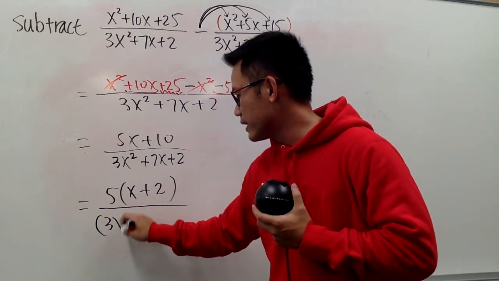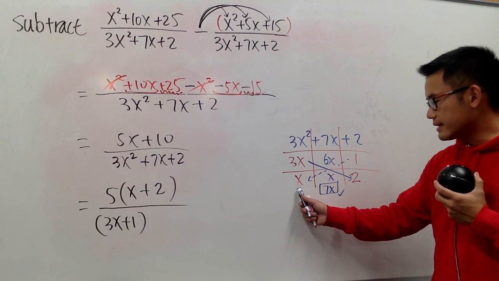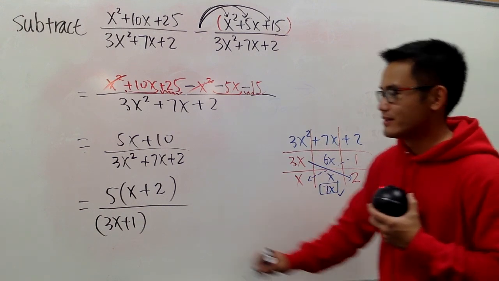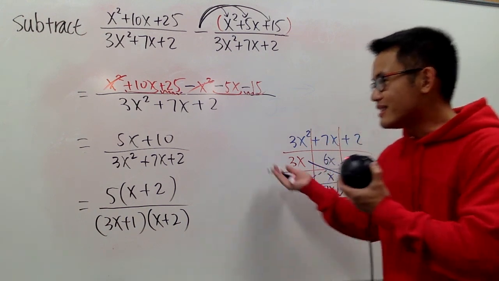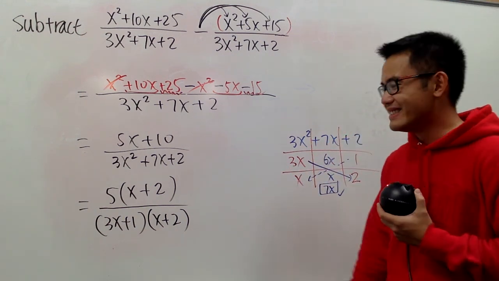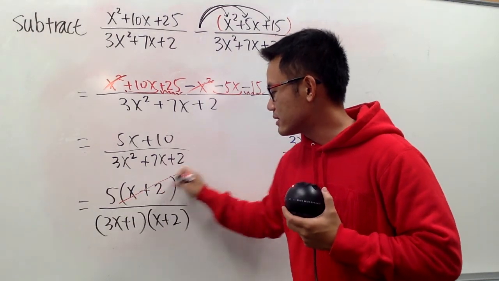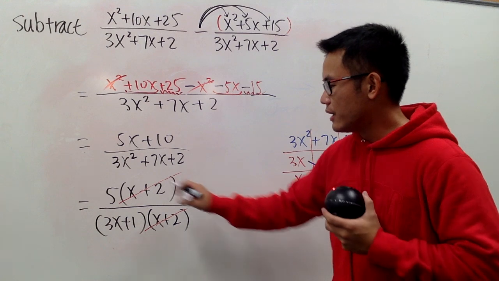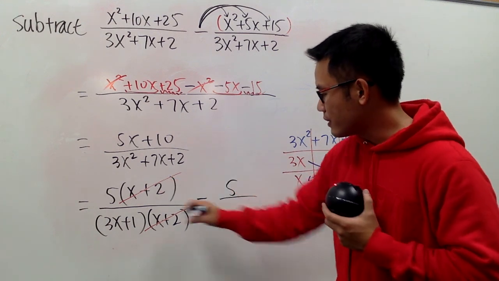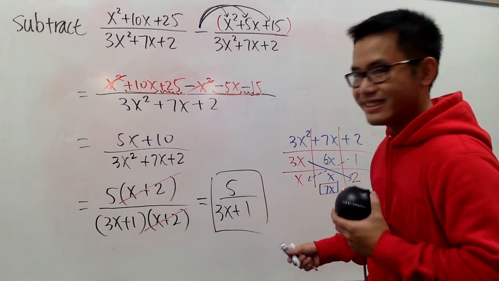So first one, 3x plus 1. And then next, we have x plus 2. So that's the second factor, right? So a lot of this have to deal with factoring, right? At the end, we have the x plus 2 in common, so we can cancel them out. Finally, the answer is just 5 on the top over 3x plus 1, and we are done like this.